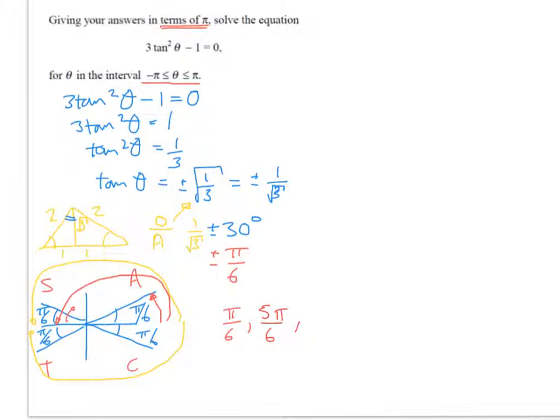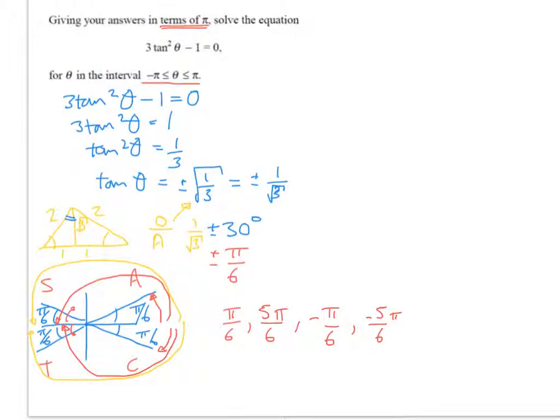Now we're going to look this way. Well, going clockwise, that's now negative pi over 6. And to go this way, that's minus pi plus a 1/6 pi, which would give us minus 5/6 pi. There are our 4 solutions.